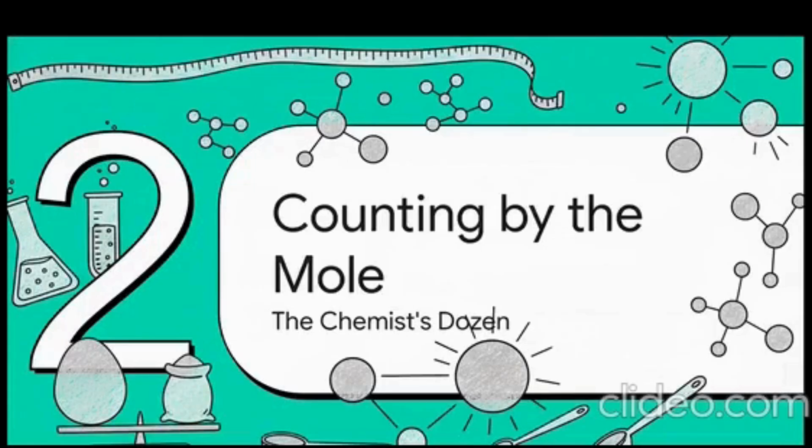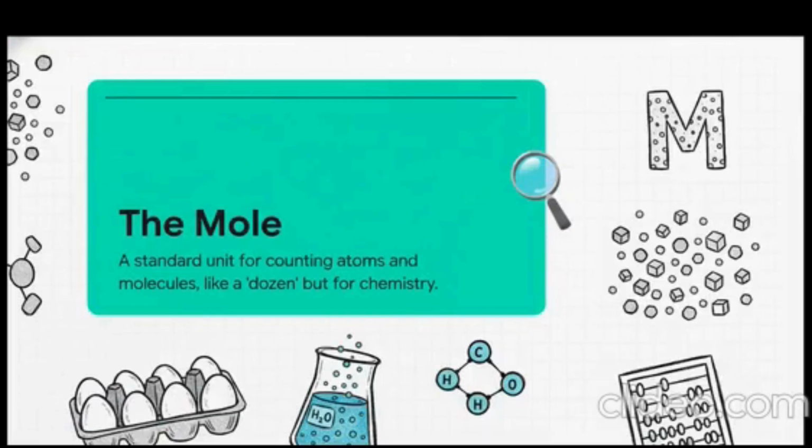Now that we know what we're trying to do, let's figure out how we measure everything. Before we can start mixing our chemical ingredients, we need a standard way to count them. And in chemistry, we have a pretty special unit just for this job. And that unit is the mole. Now, it might sound like a fuzzy little animal, but in chemistry, a mole is just a word for a specific number. It's exactly like how we use the word dozen to mean 12. When a chemist says they have 1 mole of something, they're just counting out a standard amount. You can think of it as the chemist's dozen.